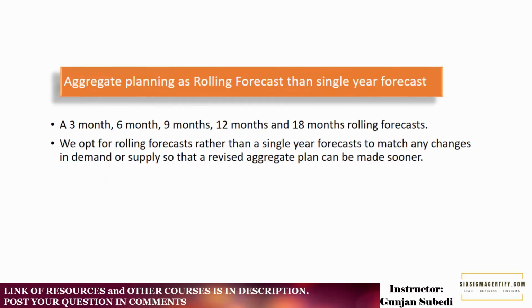Aggregate planning is usually a 3-month, 6-month, 9-month, 12-month and 18-month rolling forecast. Basically, we go for a rolling forecast rather than a single-year forecast to match any changes in demand or supply, so that revised aggregate planning can be made sooner. With this, we have come to the end of the lecture.